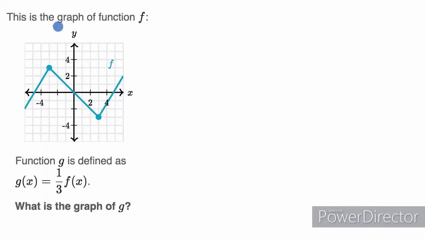So we're told this is the graph of function f right over here. And then they tell us that function g is defined as g of x is equal to 1/3 f of x. What is the graph of g? And if we were doing this on Khan Academy, this is a screenshot from our mobile app. It has multiple choices, but I thought we would just try to sketch it. So pause this video, maybe in your mind, imagine what you think the graph of g is going to look like, or at least how you would tackle it.